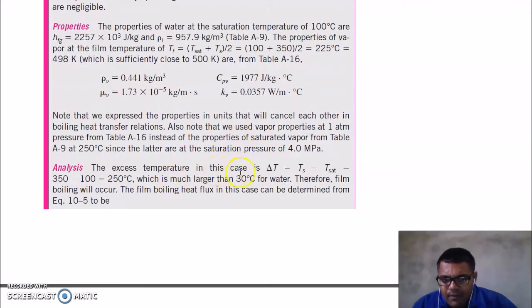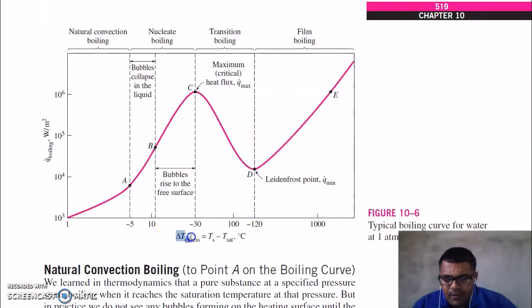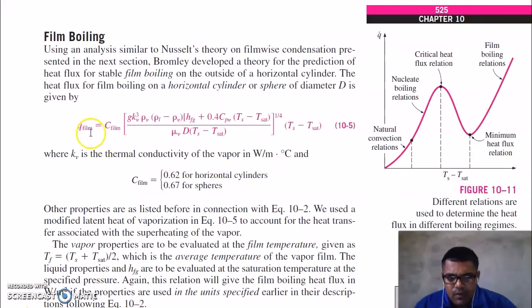The excess temperature in this case, which is Ts minus T saturation, is 250, which is much larger than 30 degrees for water. So excess temperature is 250 in our case. So it lies in this region. So this is the case of film boiling. So we use this relation.